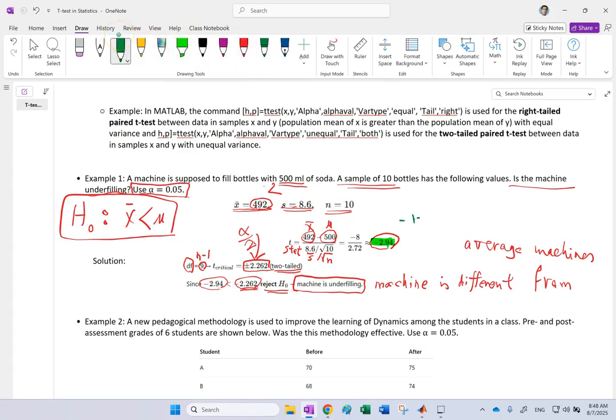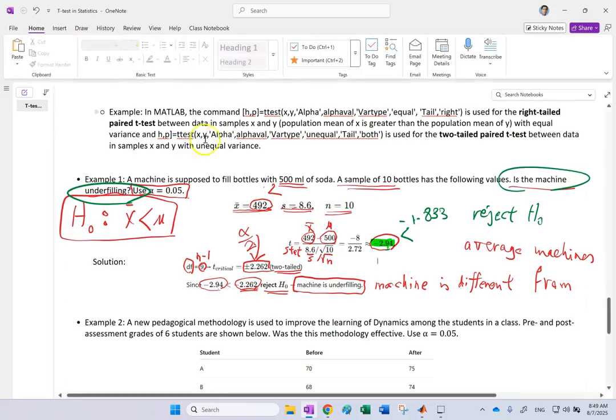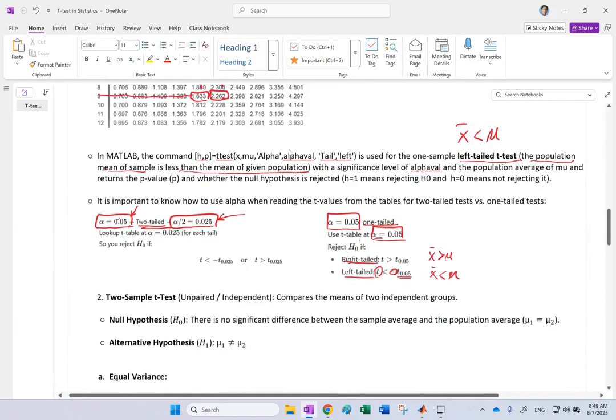So if I want to do a one-tail t-test, I have to compare this number against negative 1.833. Which one is smaller? Clearly, this is smaller than that. So again, that means I should reject the H naught, and the answer is yes, it is really underfilling. Yes, it is underfilling because my t stat is less than negative of the t critical.